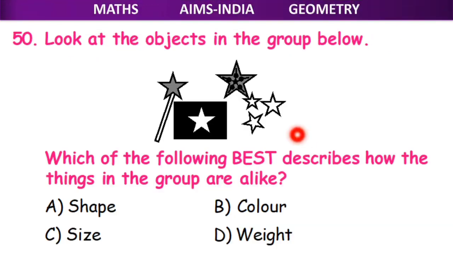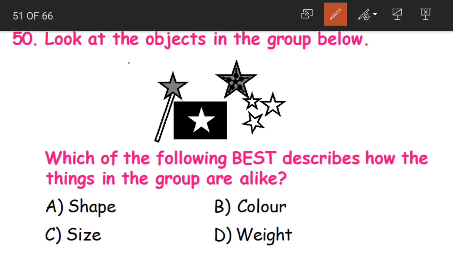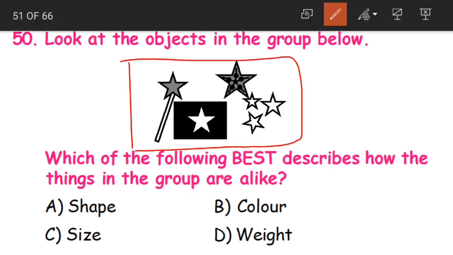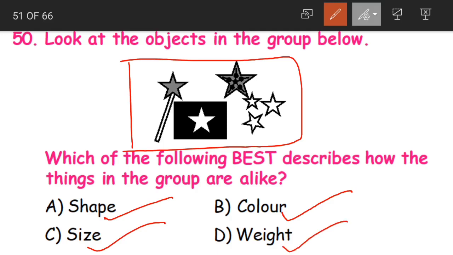Question 50. Look at the objects in the group below. Which of the following best describes how things in the group are alike? So these are all the objects in our group. Yes, they are grouped on the basis of which property? Is it because they are of the same shape, or the same color, or the same size, or the same weight?